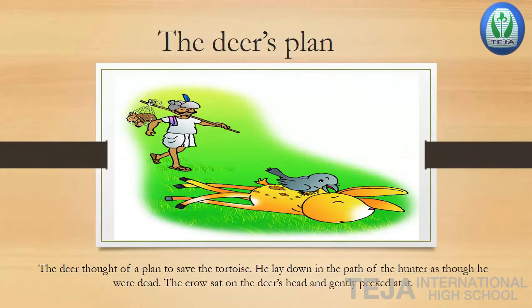The deer's plan. The deer thought of a plan to save the tortoise. He lay down in the path of the hunter as though he were dead. The crow sat on the deer's head and gently pecked at it.